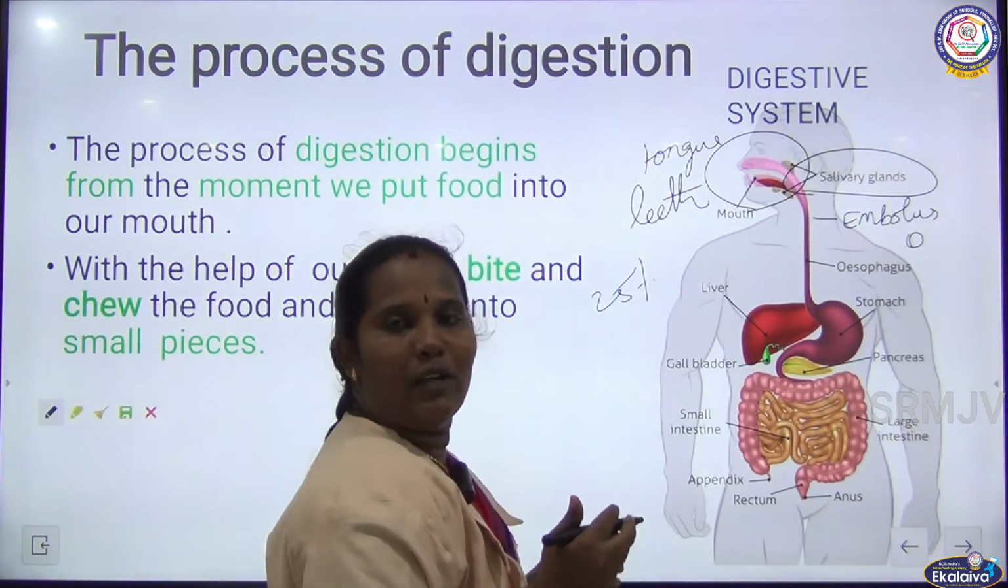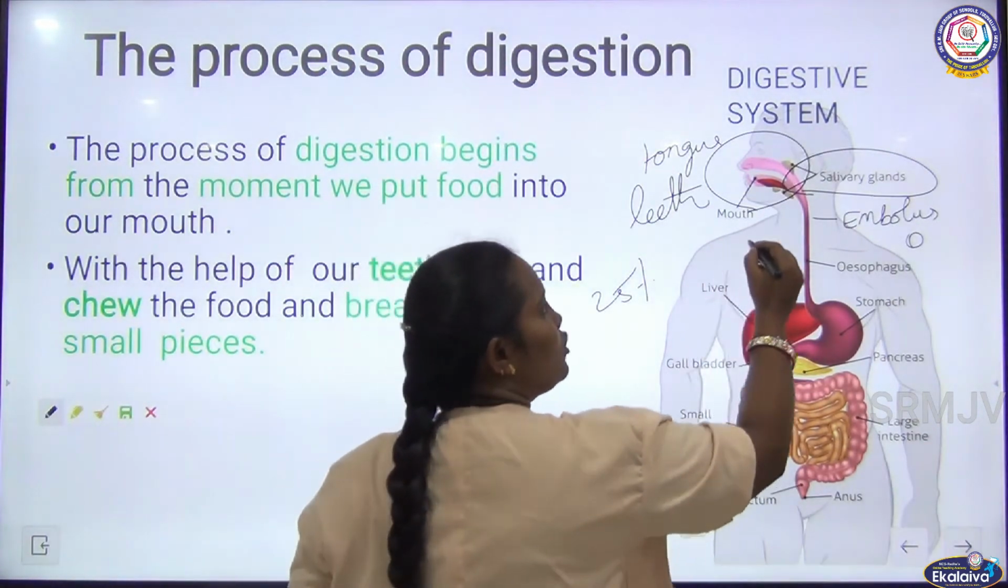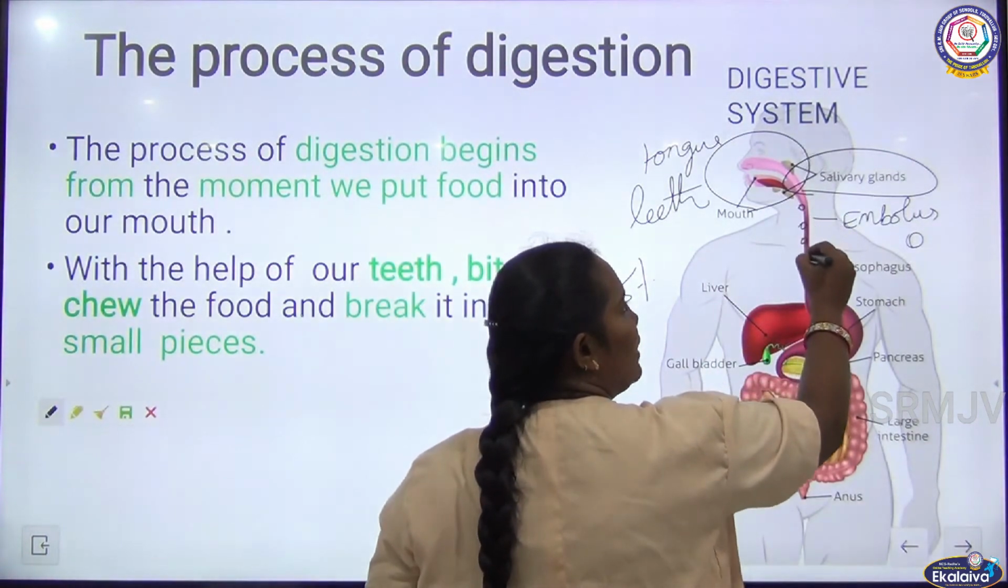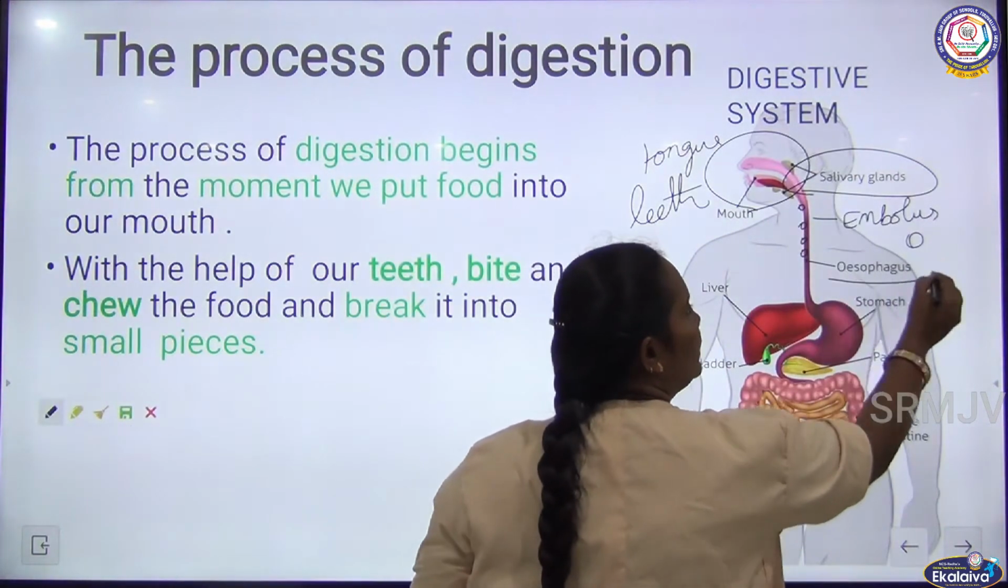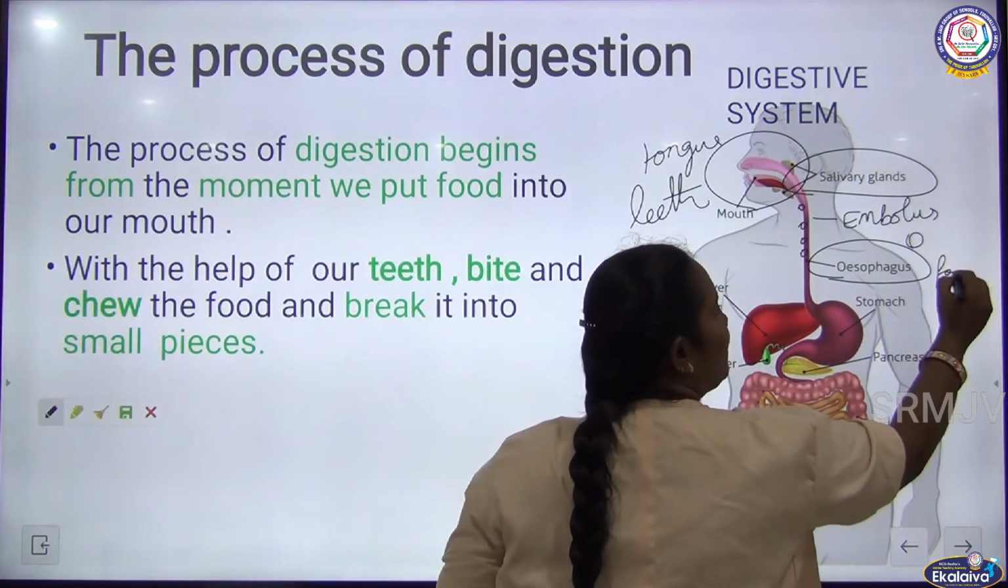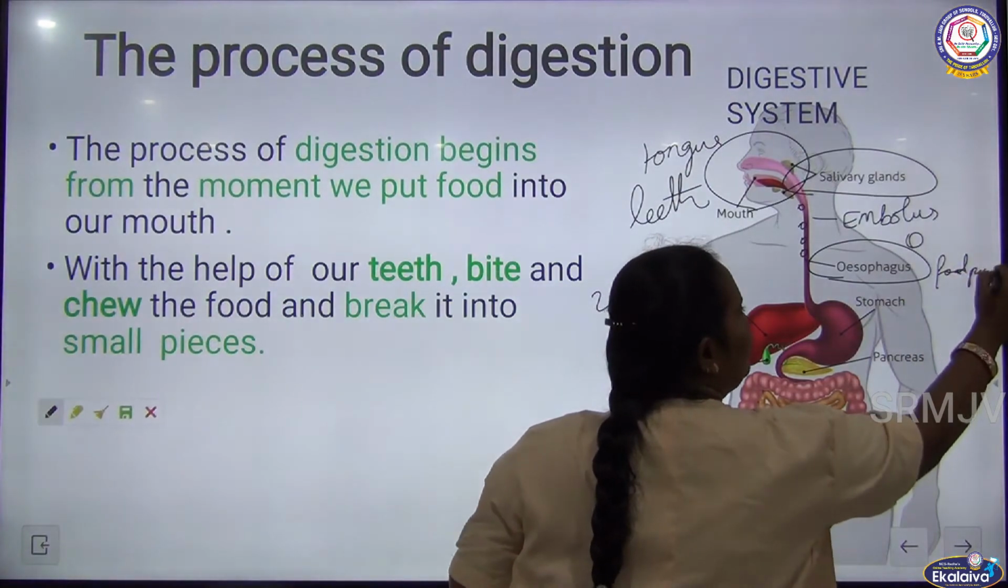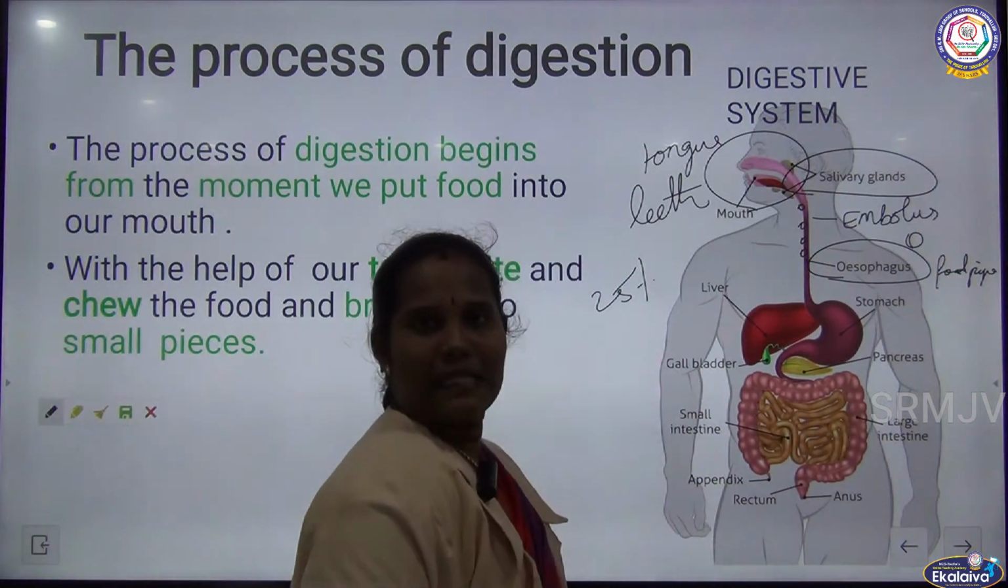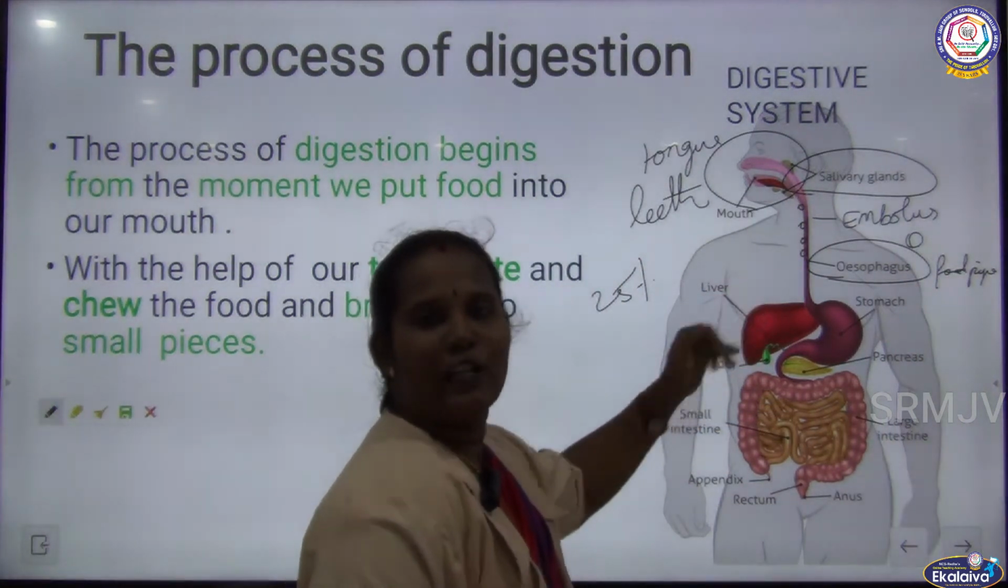This ball is called the embolus. This embolus slowly moved in this way. This is the food pipe. Food pipe means esophagus. The scientific name of the food pipe is esophagus.